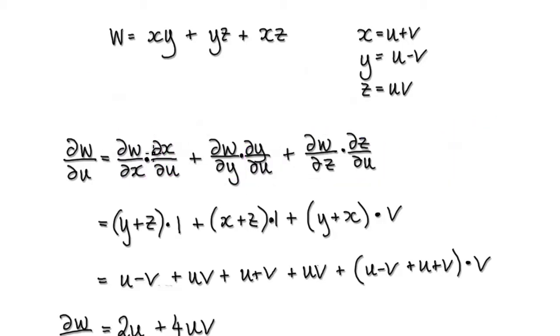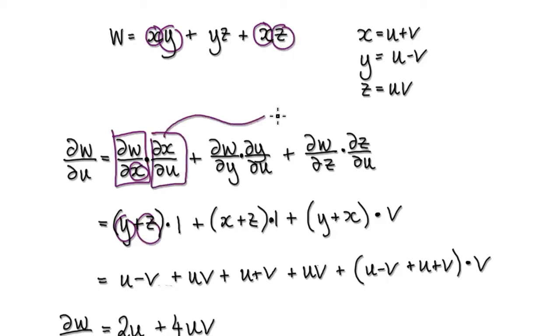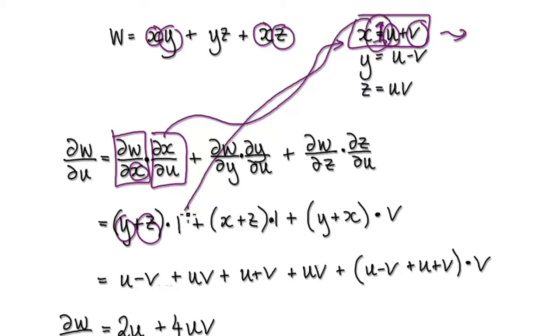Okay, so now it's just a matter of computing this. Take the partial derivative of w with respect to x. When you take the partial derivative, it will be y, and then it will be z. And then for this bit, look at x. Take the partial derivative of x with respect to u. So u is your variable, v is just a constant. So when you differentiate it, it will just be this one here.